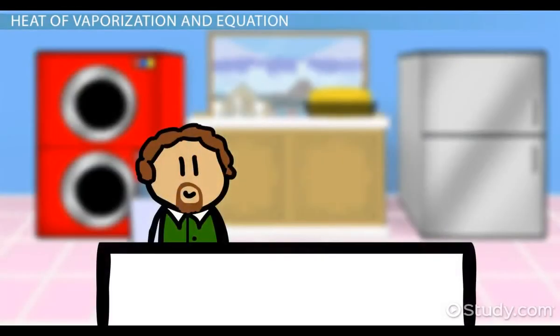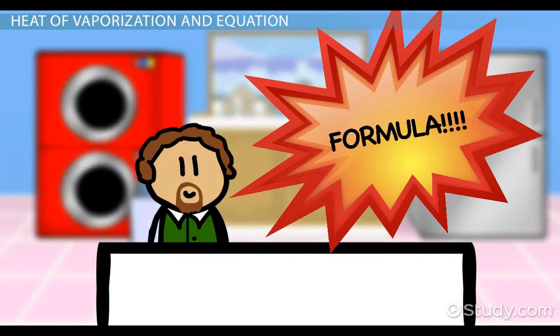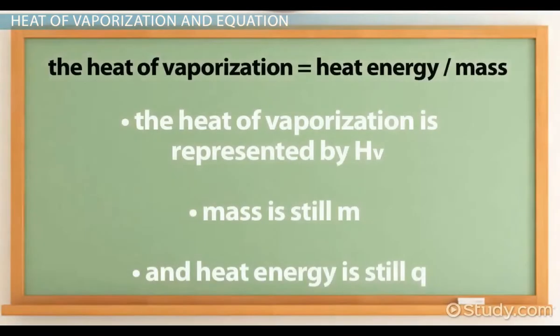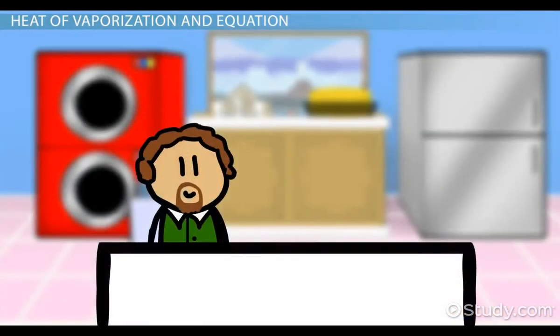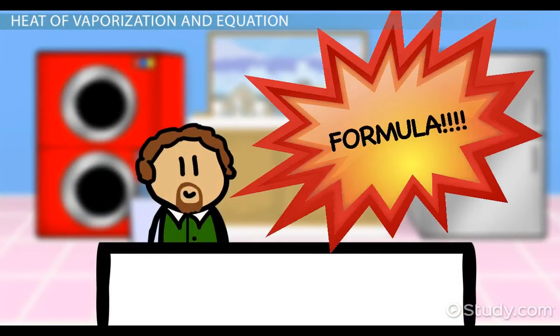And you guessed it, there's another formula for you, but don't worry, it's very similar to the first one. The heat of vaporization equals heat energy divided by mass, where the heat of vaporization is represented by H subscript V, mass is still m, and heat energy is still Q. Just to make sure you understand, let's do a problem with this formula.